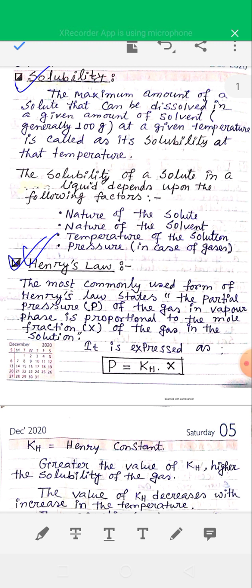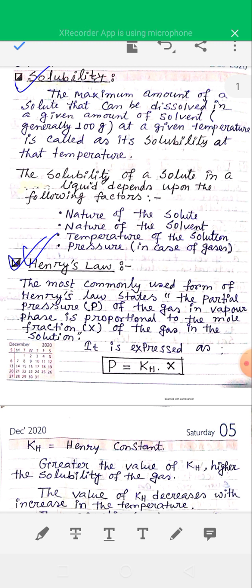In this chapter, mainly you have to read about three types of solutions: gas in liquid solution, liquid in liquid solution, and solid in liquid solution. You know, a solution is formed by combination of two components. One is known as solvent, another is solute. And different solutes are soluble in a particular solvent at a particular temperature in different amounts. That is, the solubility of different solutes is different in a particular solvent at a given temperature.